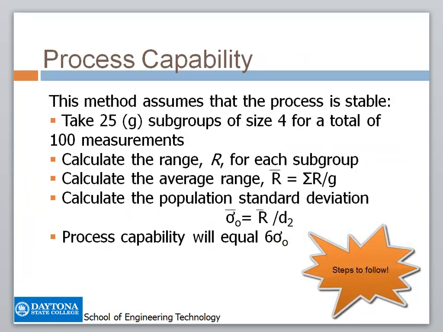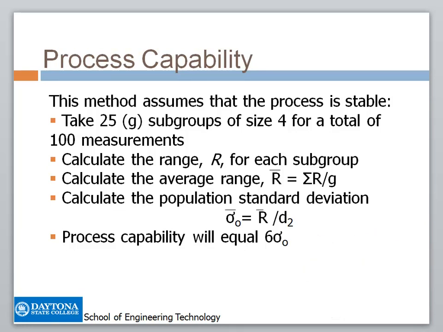Okay, so let's see the different steps that we have to follow to do a process capability study. And the first step is to make sure that we have the right amount of data points, because a process capability study is always recommended to do it with at least 100 measurements. So make sure that you have at least 100 measurements. We calculate the range for each subgroup and the average range of all the subgroups. This is kind of the same way that we did the X-bar and R control chart. We also have to calculate the population standard deviation using the average range and our factor D2, which can be found in the appendix table. And then we calculate our process capability because we make that equal to 6 sigma, or the standard deviation.